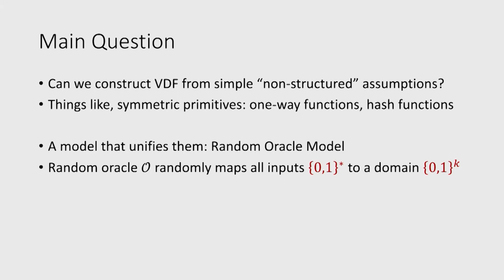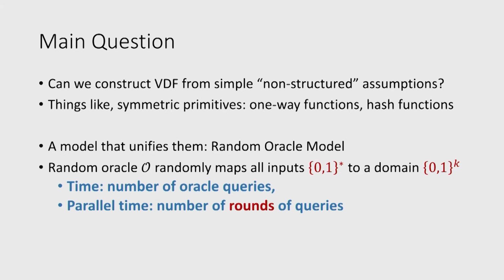And we have a model that cleanly tells us how to capture all these primitives in a seemingly information theoretic sense. That's the random oracle model. Just think about a function that maps everything randomly to k bits, k being like the security parameter. The thing is that in that model you can model time and parallel time very cleanly. Time could be the number of queries. Parallel time could be the number of rounds of queries that you ask to the oracle. And then you can start to prove positive or negative results.